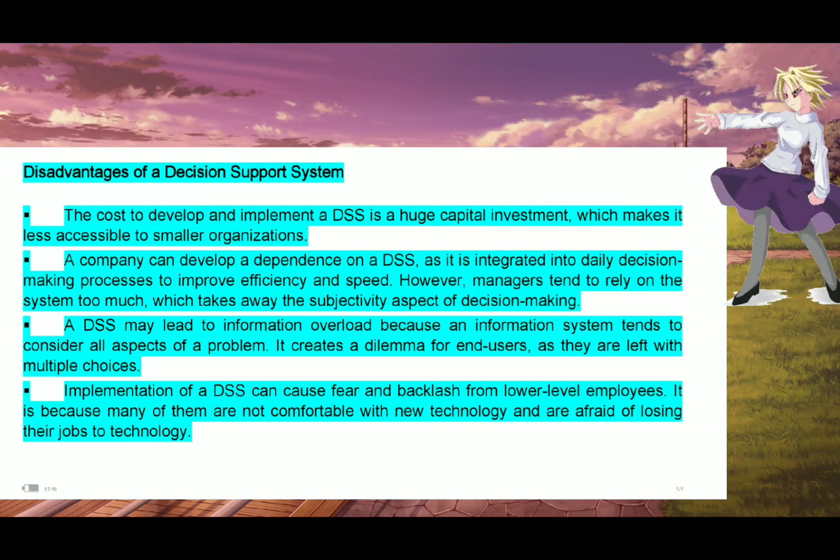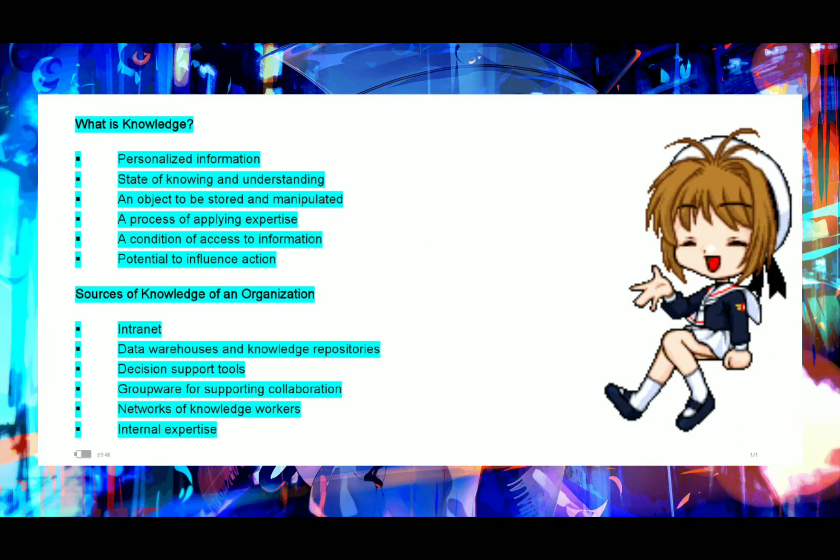It creates a dilemma for end users, as they are left with multiple choices. Implementation of a DSS can cause fear and backlash from lower-level employees. It is because many of them are not comfortable with new technology and are afraid of losing their jobs to technology.